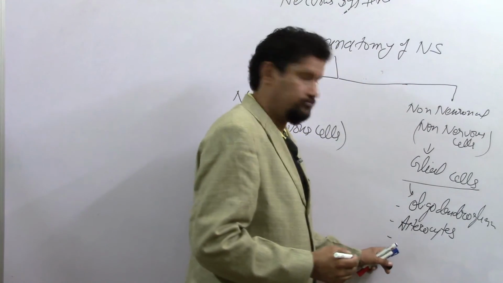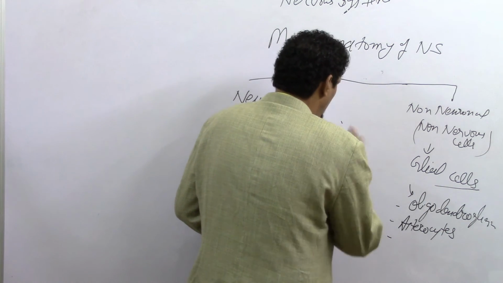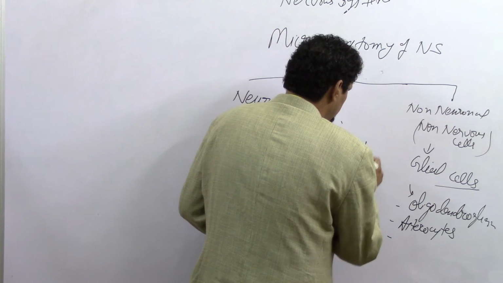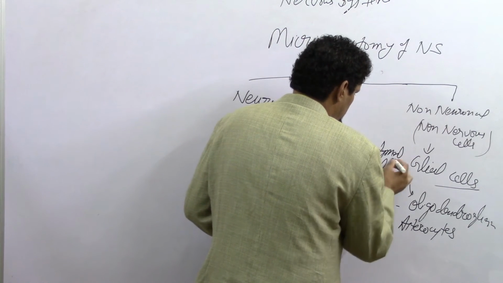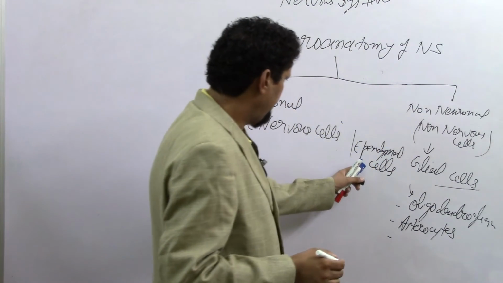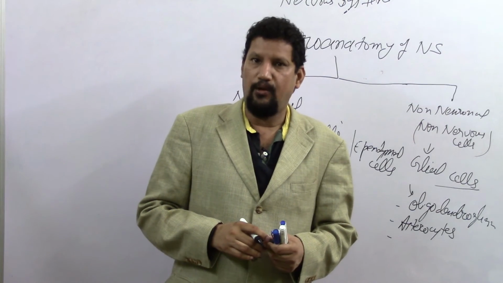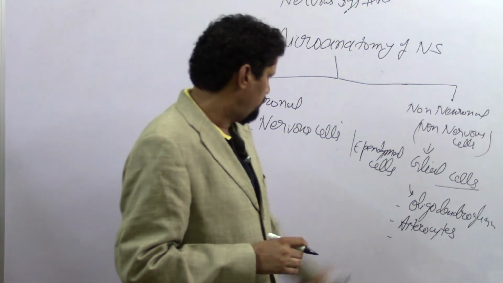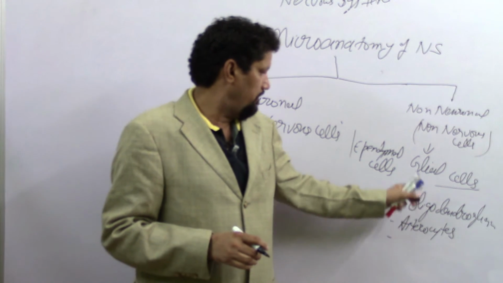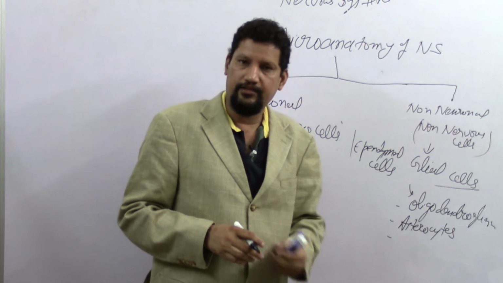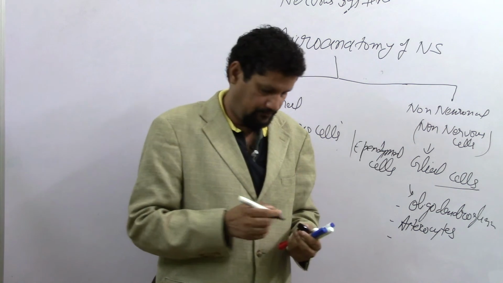Third is ependymal cells. I will talk in detail about ependymal cells when I talk about the ventricular system of the CNS. So, non-neuronal cells are of different types: oligodendroglial cells or oligodendrocytes, astrocytes, and the ependymal cells.